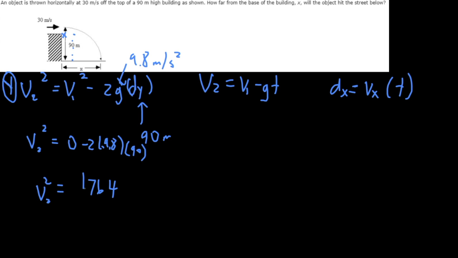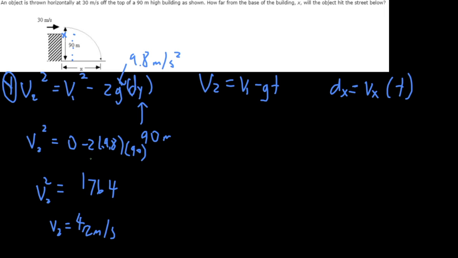So now you can solve for v2. By square rooting both sides, you get v2. v2 is the velocity right before it actually hits the ground. v1 is right before it gets launched from the building. v2 is right before it hits the ground. So by square rooting this number, the square root of 1,764, you get v2 is 42 meters per second.